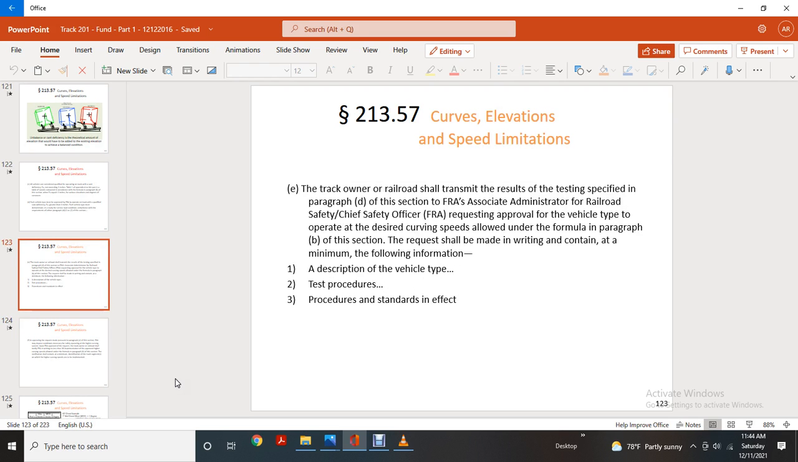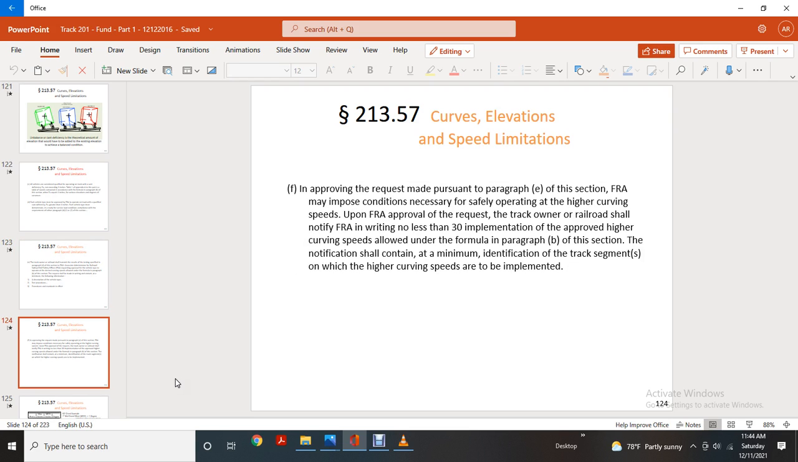The track owner or railroad must submit the testing specified in paragraph (d) of this section to the FRA Administrator, through the Railroad Safety Chief Safety Officer, requesting approval of the vehicle type to operate at the designed curve speed. The request shall be made in writing and contain, at a minimum, the following information: 1. A description of the vehicle type. 2. The test procedure. 3. The procedure standard in effect.